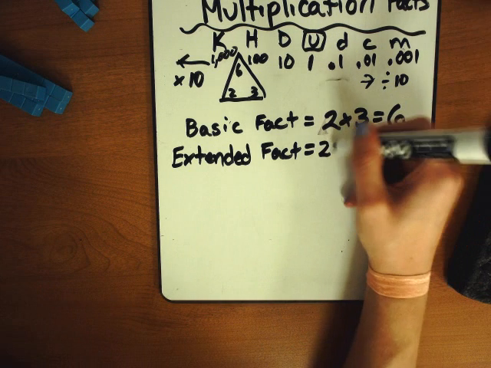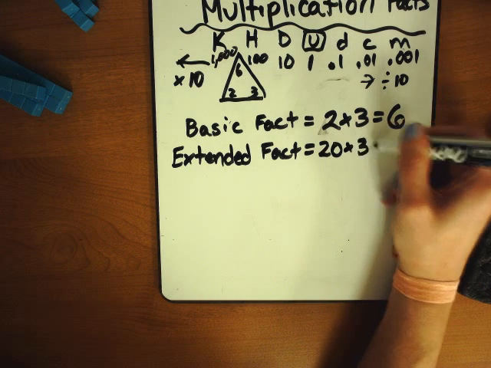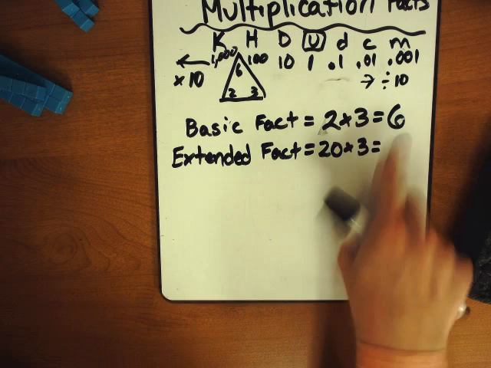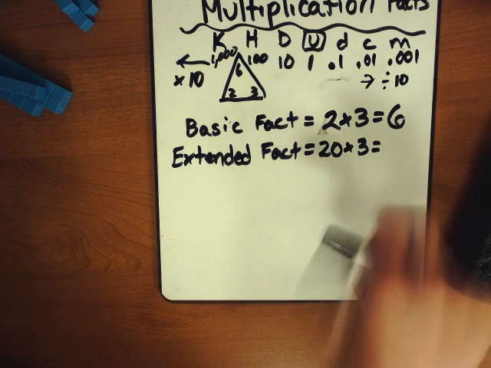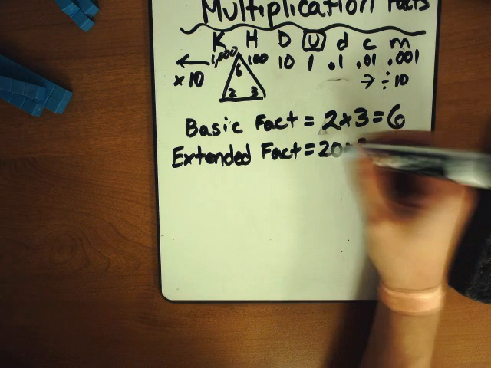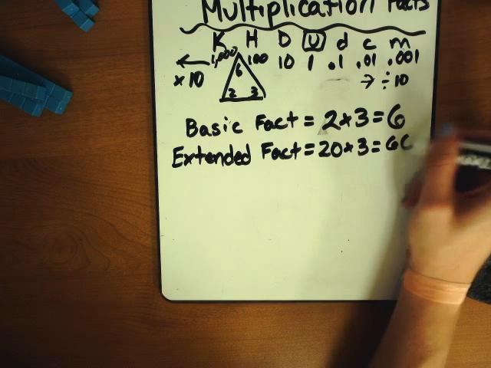I'm going to add a 0 or multiply 2 times 10 and make it 20 times 3. I'm going to use my basic fact, 2 times 3 is 6, and then multiply it by 10, adding that 0 on. So 20 times 3 is 60.